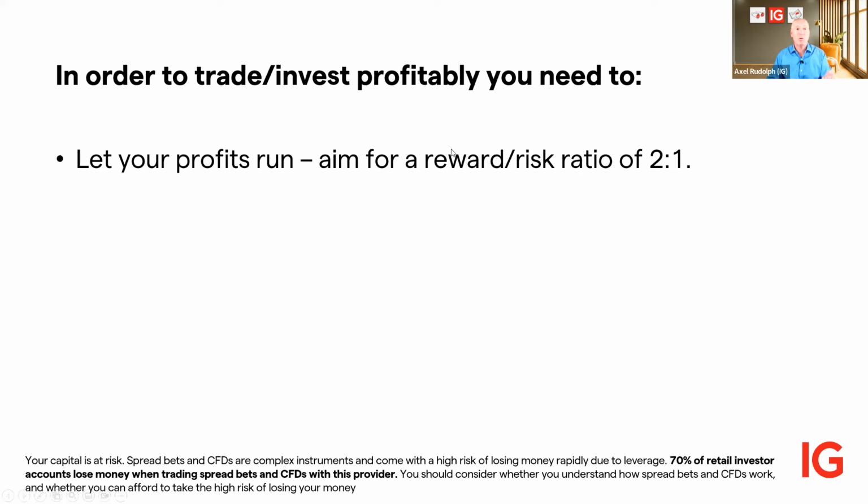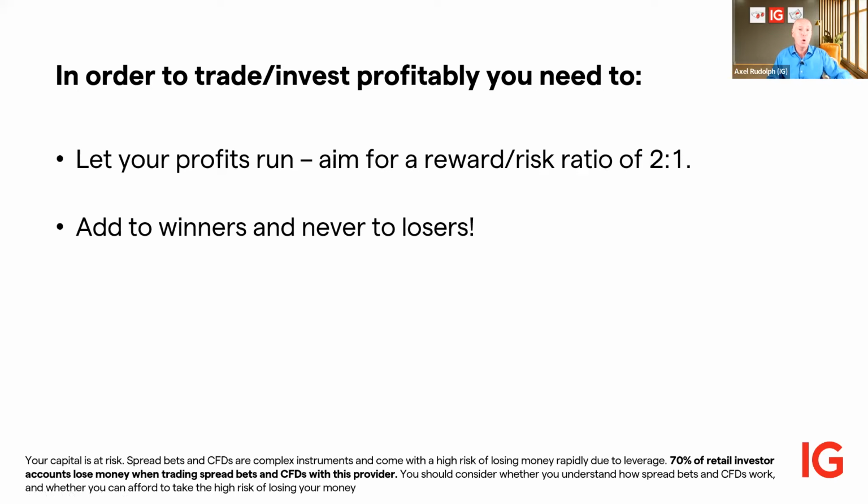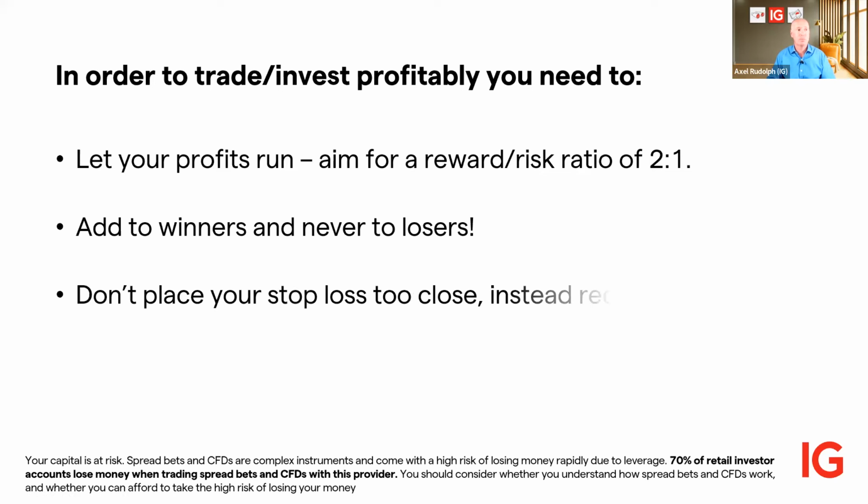And you should aim to get a reward to risk ratio of 2 to 1. But even if you're right 50% of the time and get it right about 1.3 times more than you get it wrong, you will still make money over time. It's all about the averages. So in order to increase your averages, add to winning positions. Don't ever add to losing positions. Again, that's something that a lot of people do. And I've seen traders who are right 90% of the time, which is incredible, but they still lost money overall because the 10% they got wrong, those negative trades were so big they wiped out all of their profits.